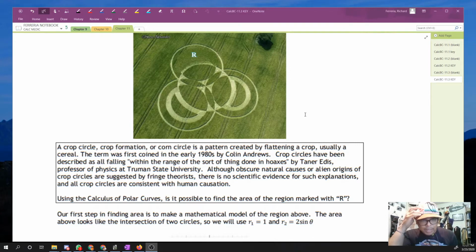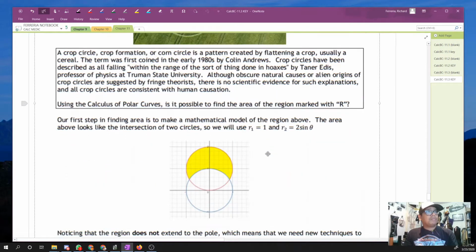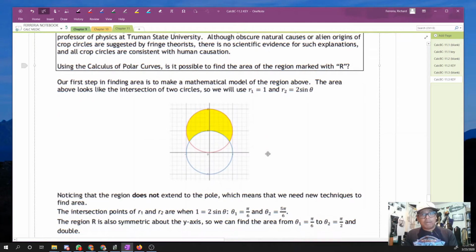Using calculus of polar curves, can we find the area for the region marked with the R? The first thing we're going to do is make a mathematical model. Here's a mathematical model we're going to use.